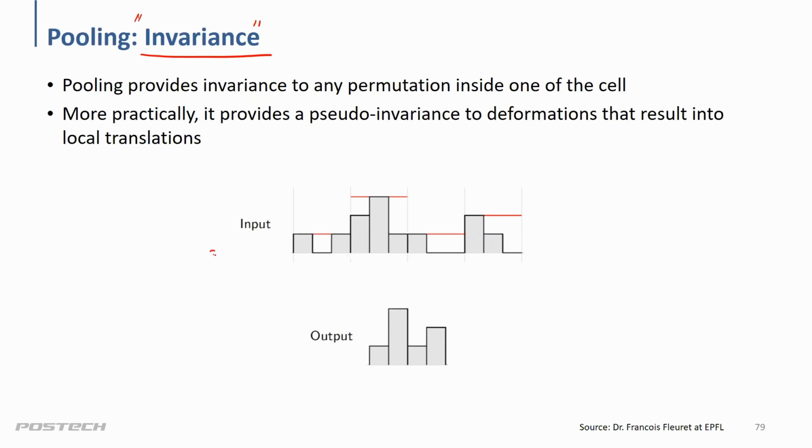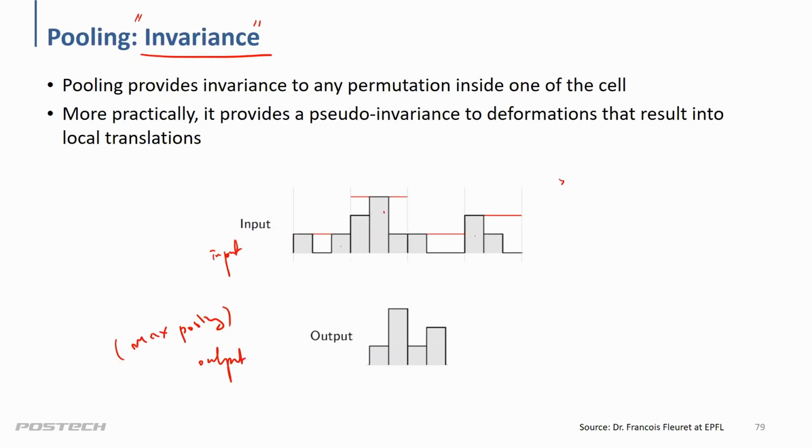Suppose this is the input, and this will be the output of max pooling, right? So pick the maximum one. But what if the input is shifted like that somehow? As you can see, with the max pooling process, the output does not change, right?